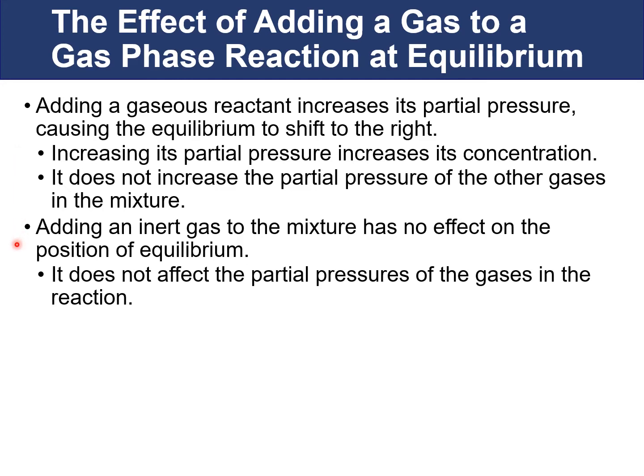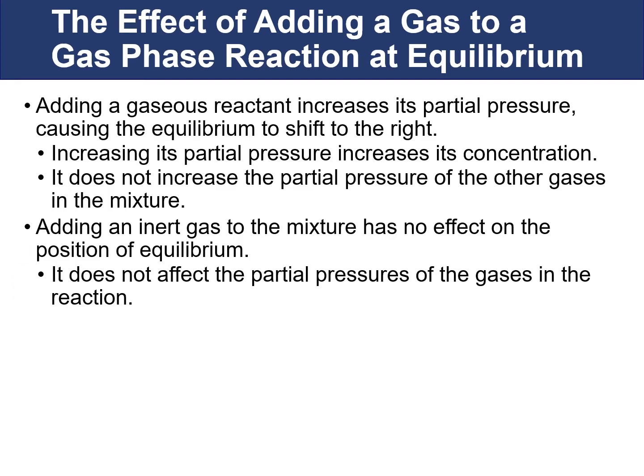We can also add an inert gas to the mixture, which will have no effect on the position of the equilibrium. By adding an additional gas component that does not participate in the reaction, it will not affect the reaction. This would be similar to an aqueous phase reaction if we dumped a different salt into the solution that did not react with any of our components. If we add a component that does not participate in the reaction, it will have no effect on the reaction.